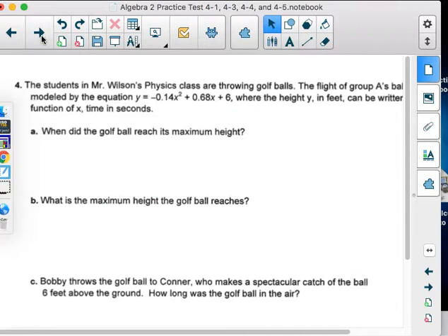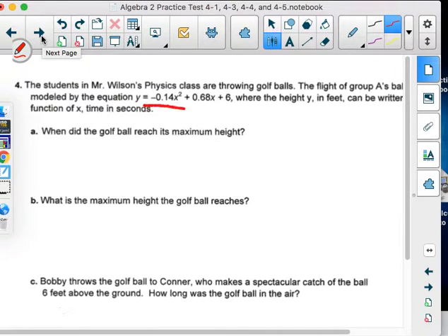Problem number 4 says the students in Mr. Wilson's physics class are throwing golf balls. The flight of group A's ball is modeled by the equation y equals negative 0.14x squared plus 0.68x plus 6, where the height y in feet can be written as a function of x, time, in seconds. And we want to know, when did the golf ball reach its maximum height?